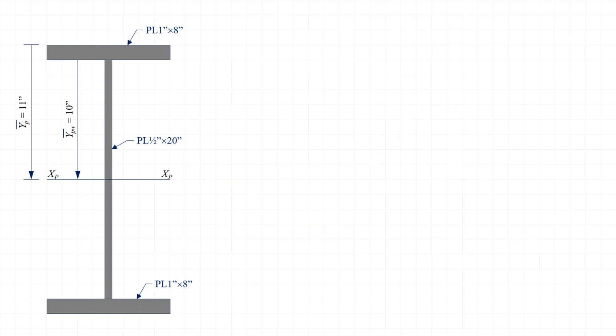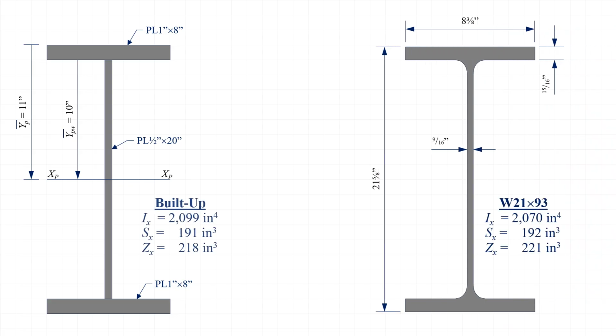Another trick that we can sometimes use is to compare our calculated section properties to section properties that are published for similarly proportioned rolled shapes. A W21x93, for example, has similar dimensions to the built-up section that we have been working with in this example, and we can see that the published value for the plastic section modulus, Z sub x, is very similar to the value that we calculated.